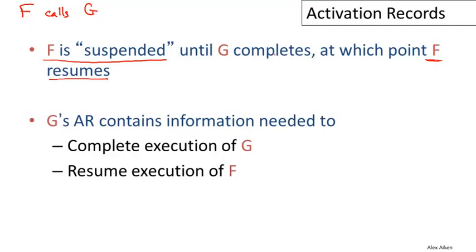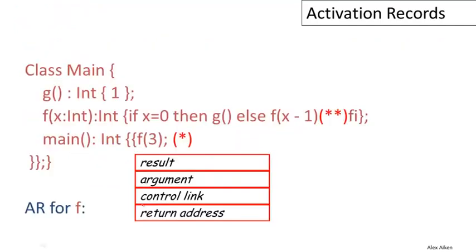G's activation record is going to have information in it that will help us to complete the execution of G. So there'll be some information about G that we just need in order to run G, but also G's activation record is going to have to store whatever we need to be able to resume the execution of procedure F. So let's work through an example.